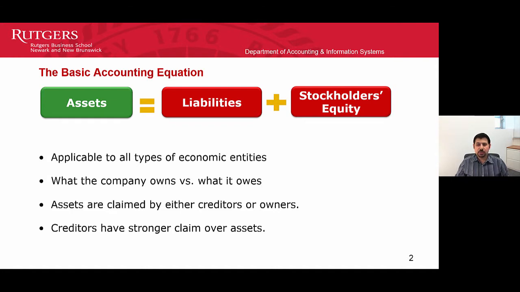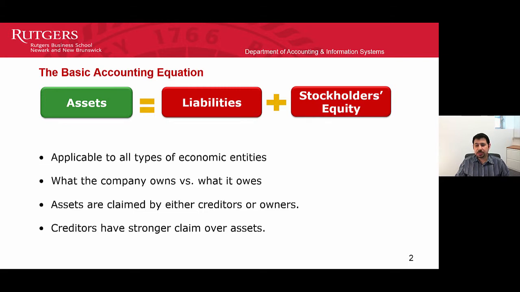So this is why assets, liabilities, and stockholders' equity in this form, when we say assets are equal to liabilities and stockholders' equity, basically what we're talking about here is what the company owns versus what the company owes. Assets are what the company owns, and liabilities and stockholders' equity are what the company owes to creditors and to owners.